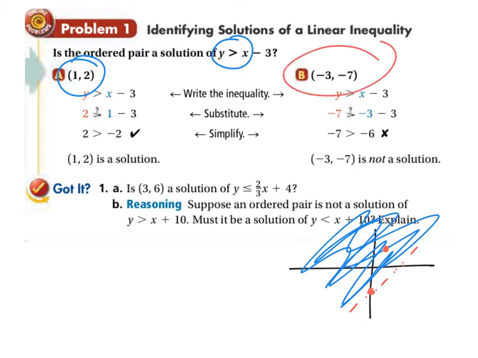So likewise, plug in negative 3, negative 7 into this inequality and see does it work. And we find negative 7 is not bigger than negative 6, so it's not a solution. And if we mock that up, negative 3, negative 7 is somewhere down here, outside of the shaded part of the graph. We're going to check that in the next one here.